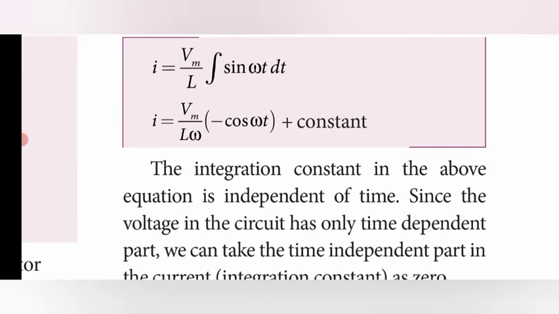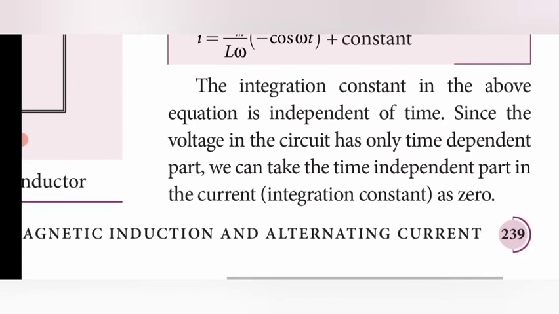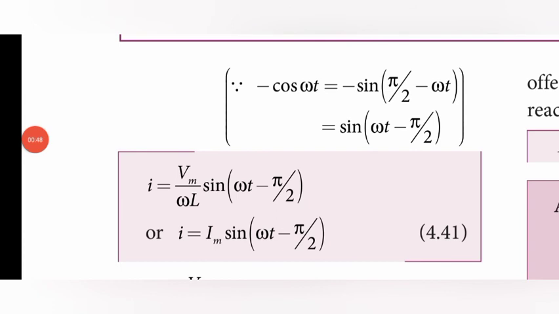Only we have to take the term of time value, that is, we take only the first term. So that is minus Vm by omega L, cos omega t. Then we also make a small adjustment of the cos omega t. Minus cos omega t is equal to, the minus symbol is there.